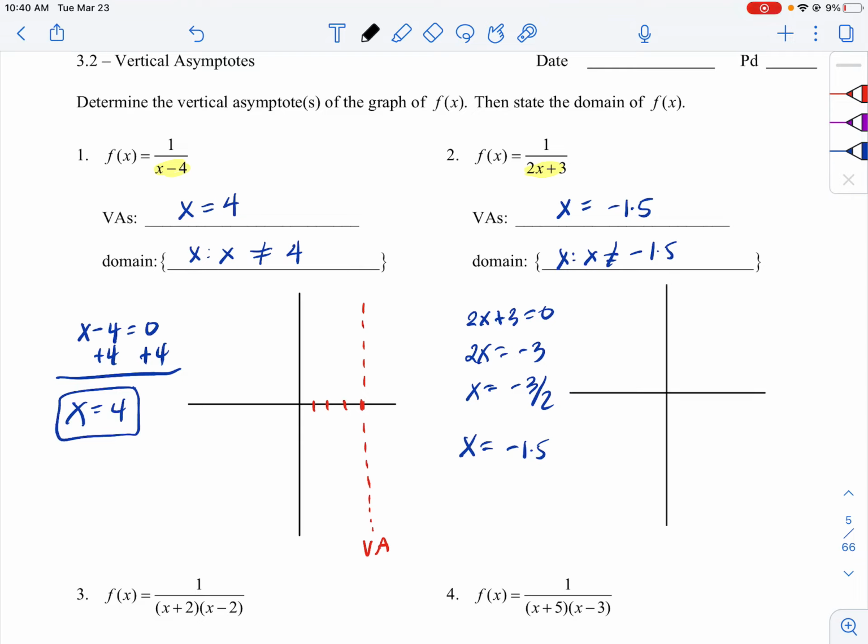So, where's negative 1.5? Let's draw a vertical line at a negative, oh wait, I think more to the left. There. This is my vertical asymptote.